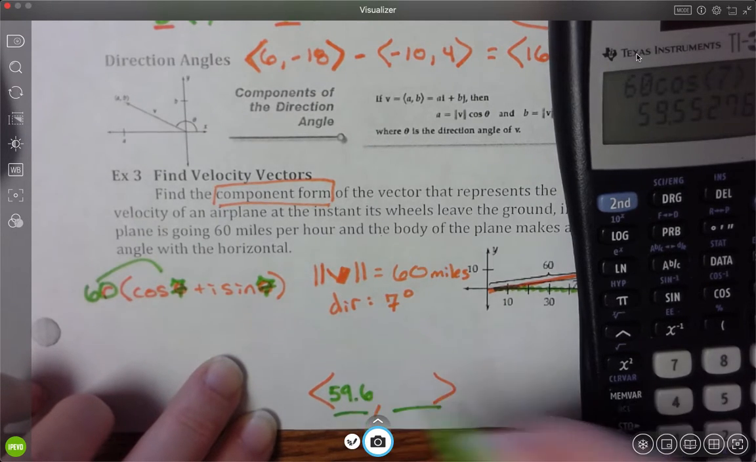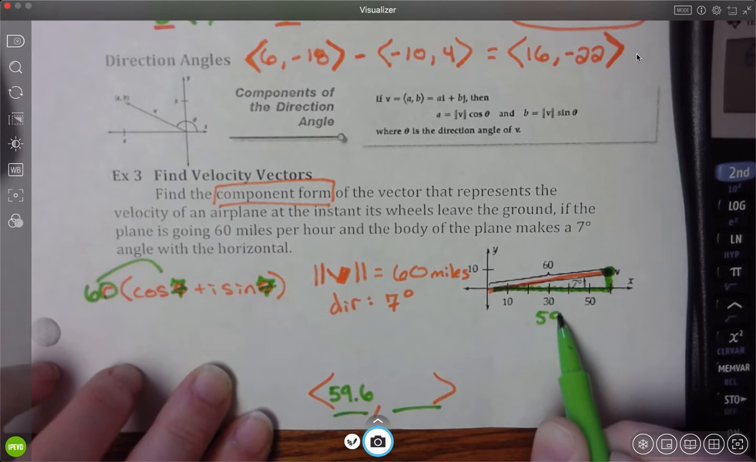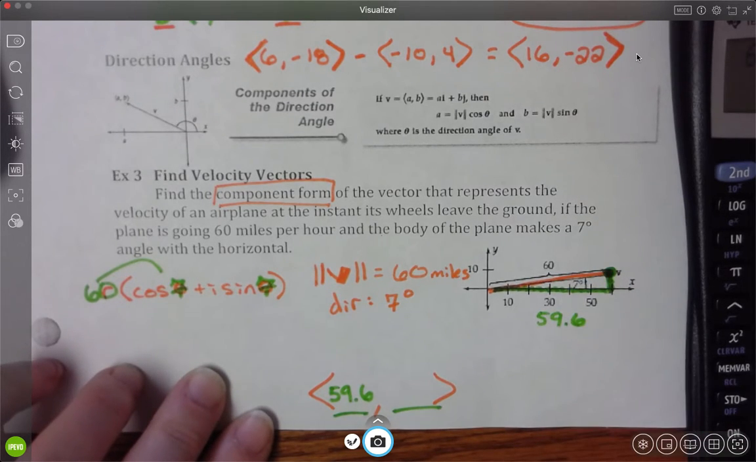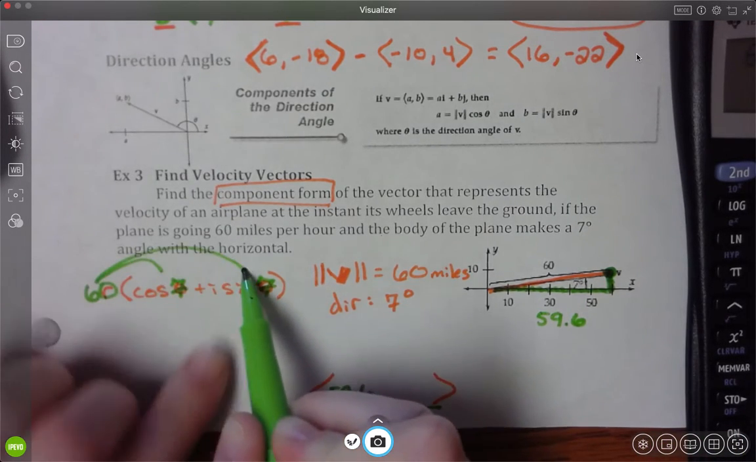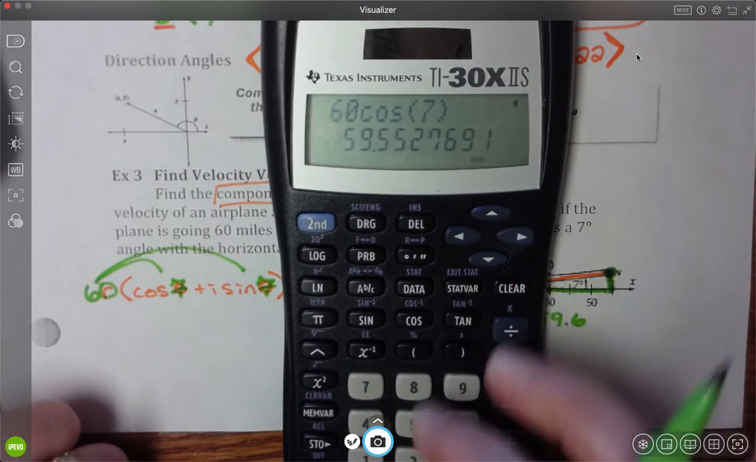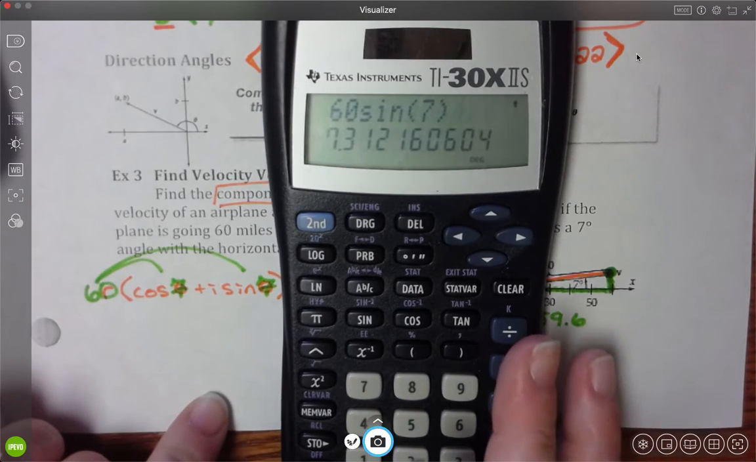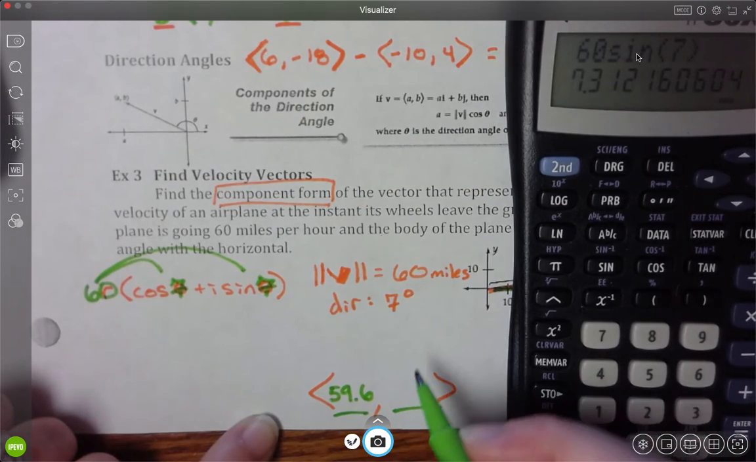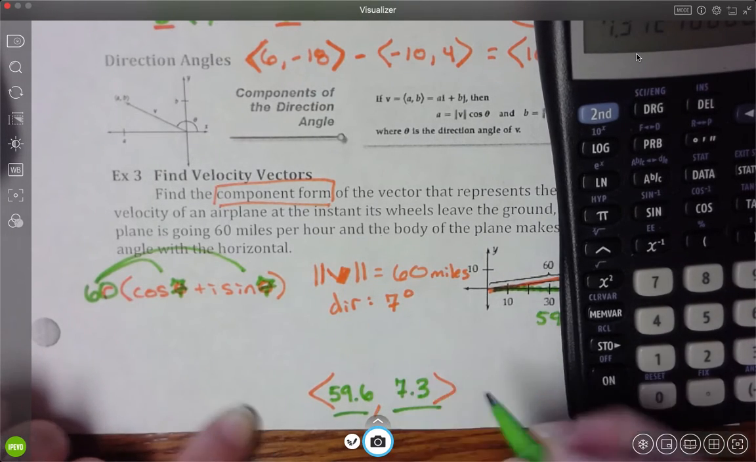So that would mean that I'm traveling in the x direction 59.6. Then I have to figure out how far I'm traveling up. Probably not going to be very far up because I'm only going 7 degrees, but that would be 60 times sine of 7. So 60 sine of 7 is 7.3 miles. So that's what my component form is going to end up looking like.